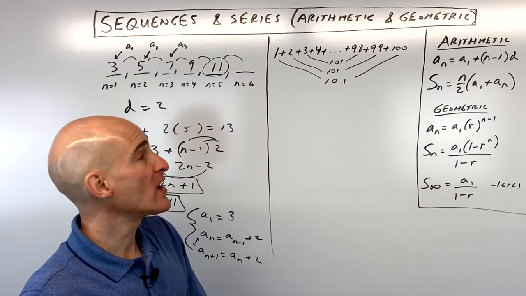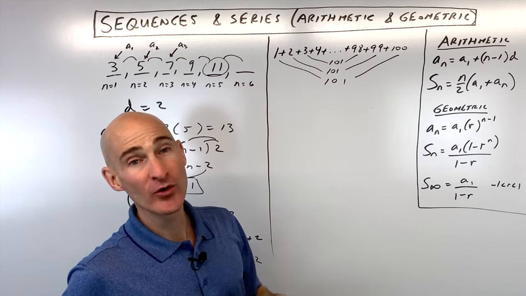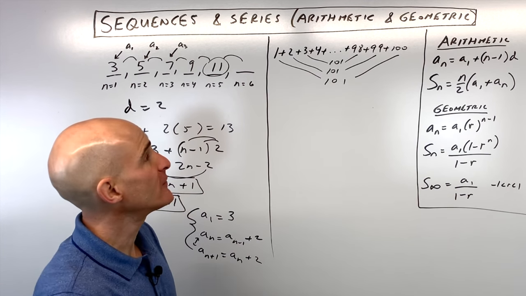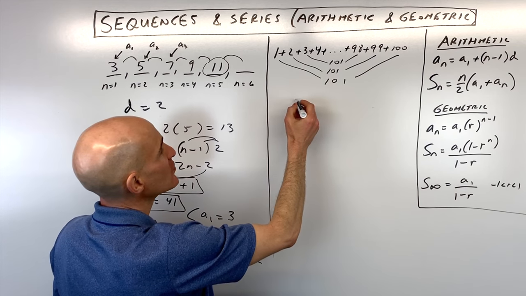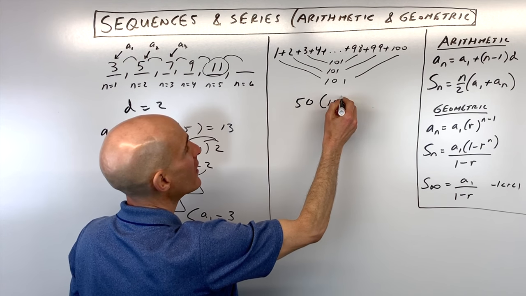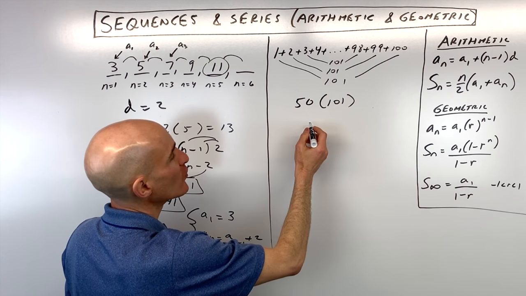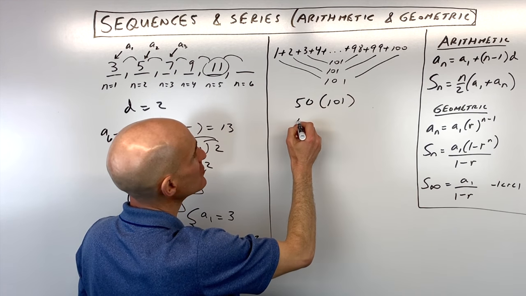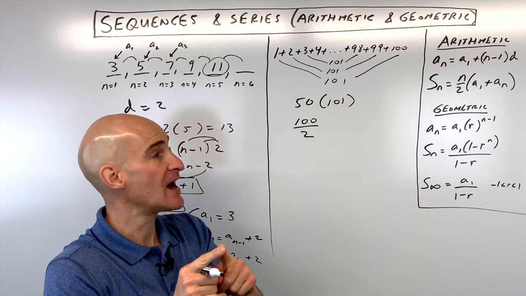How many 101s do you think that we could make by adding the numbers from 1 to 100? Well, if you said 50, you're right, because you're pairing them up two at a time, right? So there's 50 101s. If we generalize now and write this as a formula, what we did is we took the number of terms, which was 100, divided by 2, because we're pairing them up two at a time.